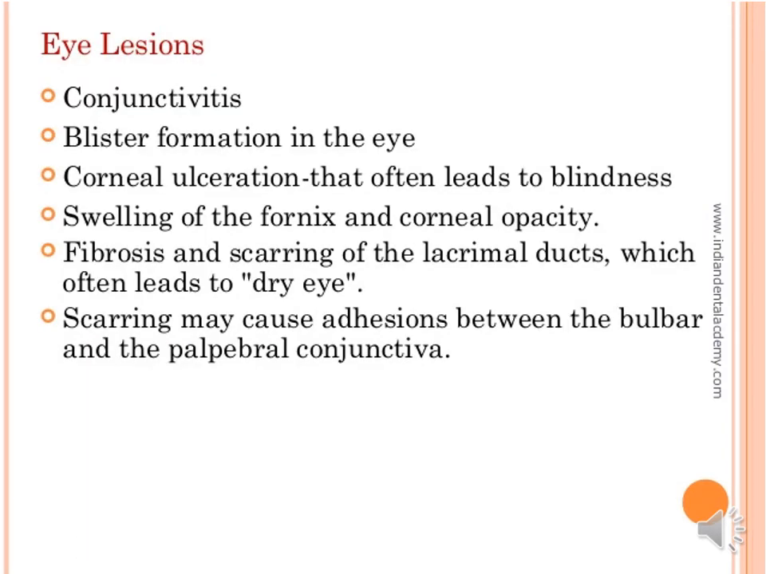Eye lesion starts with conjunctivitis, then blister formation in the eye, corneal ulceration that often leads to blindness, swelling of the fornix and corneal opacity, fibrosis and scarring of the lacrimal duct, which often lead to dry eye. Scarring may cause adhesion between the bulbar and the palpebral conjunctiva.